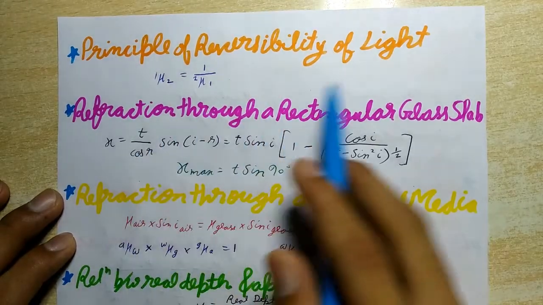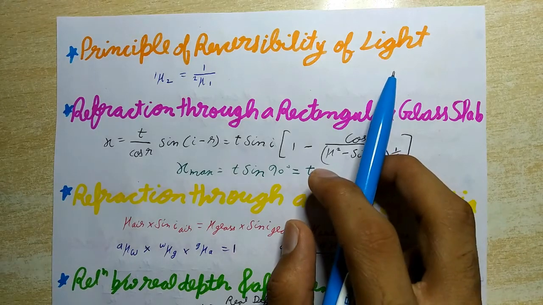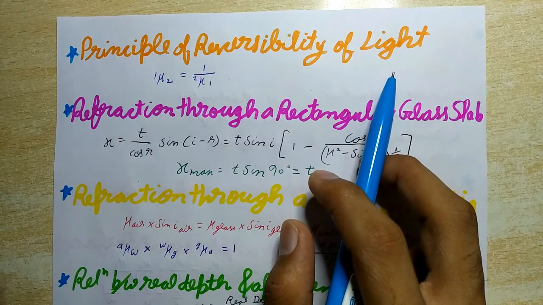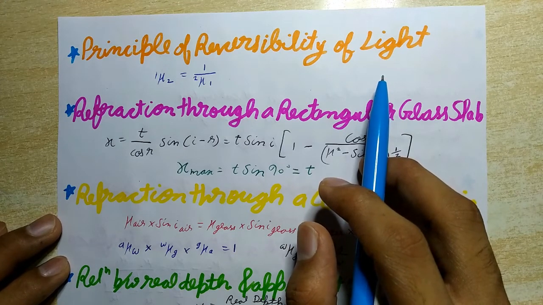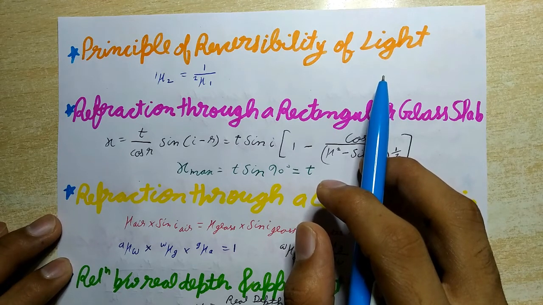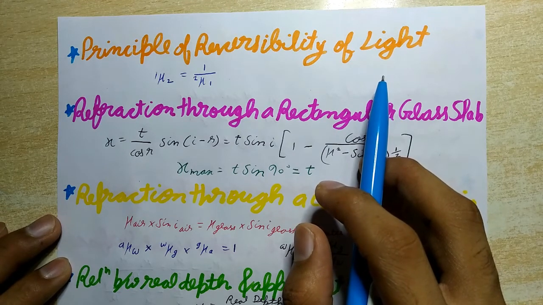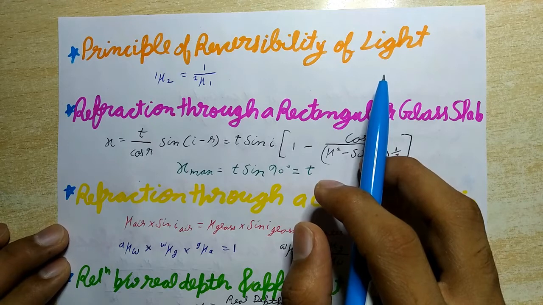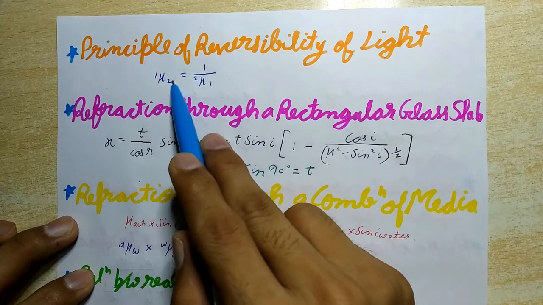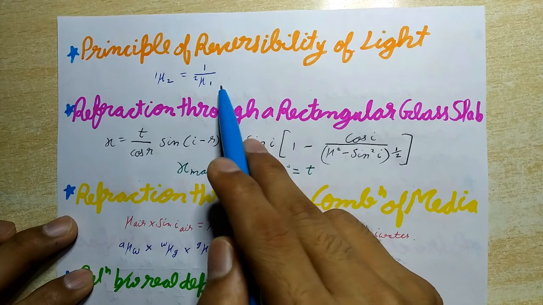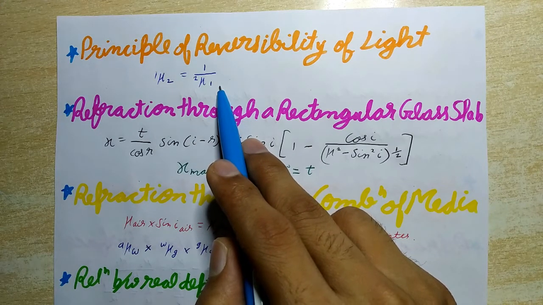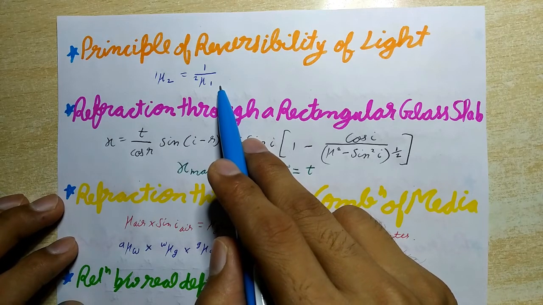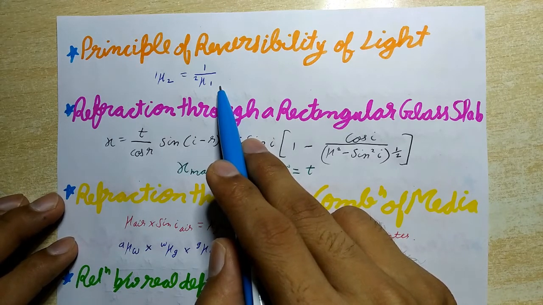Next is the principle of reversibility of light. This principle states that if the final path of a ray of light after it has suffered several reflections and refractions is reversed, it retraces its path exactly. It follows from this principle that 1mu2 is equal to 1 upon 2mu1. It means the refractive index of medium 2 with respect to medium 1 is the reciprocal of the refractive index of medium 1 with respect to medium 2.